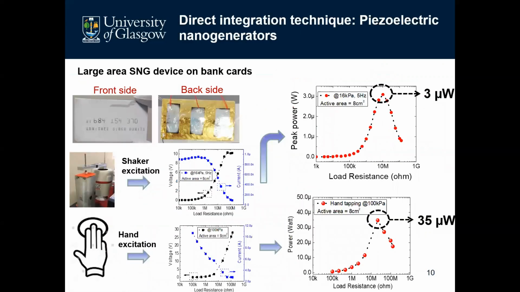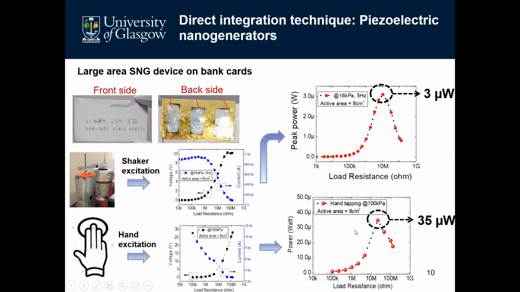Now, to show the potential of this approach, we have also fabricated large area devices. To show that it's a substrate independent fabrication approach, we have taken typical bank cards. We have done a similar process as we've shown in the previous slides, and we fabricate a large area device of around 8 centimeters square.